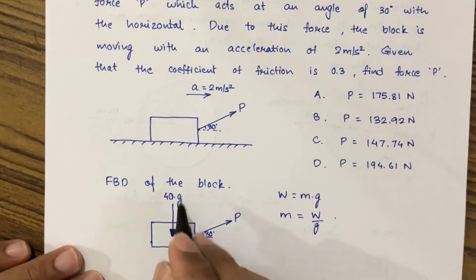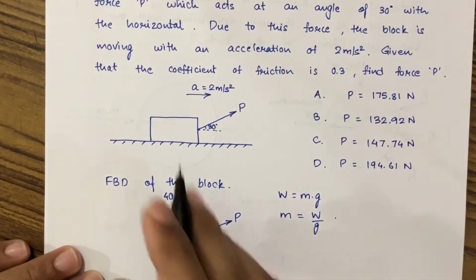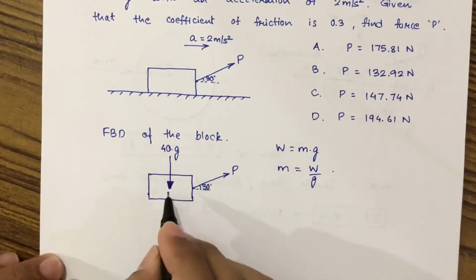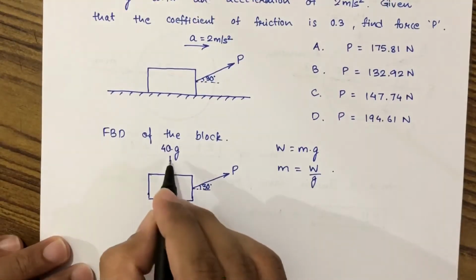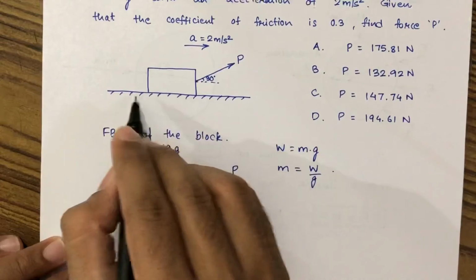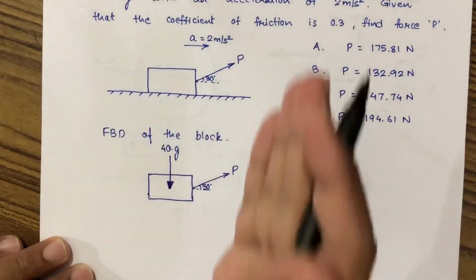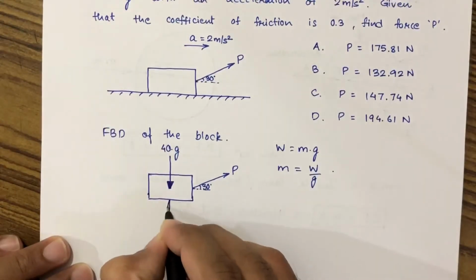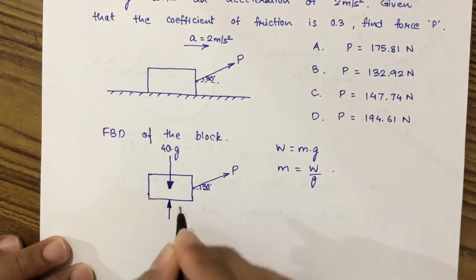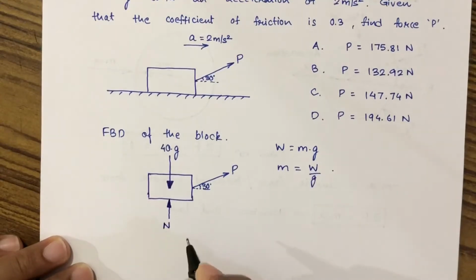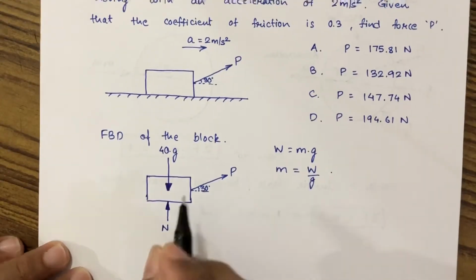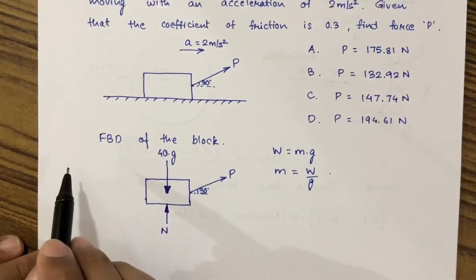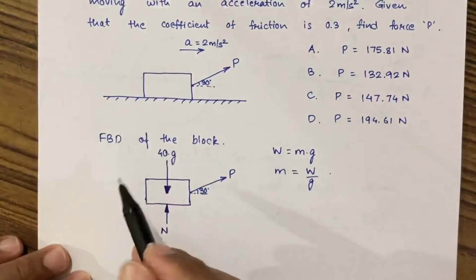Always weight will act in the downward direction towards the center of the earth. Now here, because this block is resting on this surface, the surface will give a normal reaction towards the block. So let us say that this is the normal reaction given by the surface, denoted by N. Now as this block is moving in this direction, the friction will be in the opposite direction.